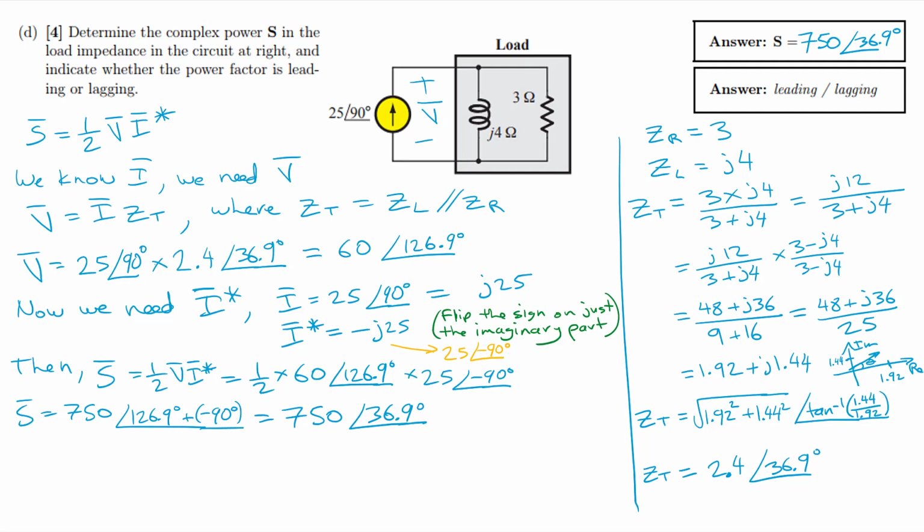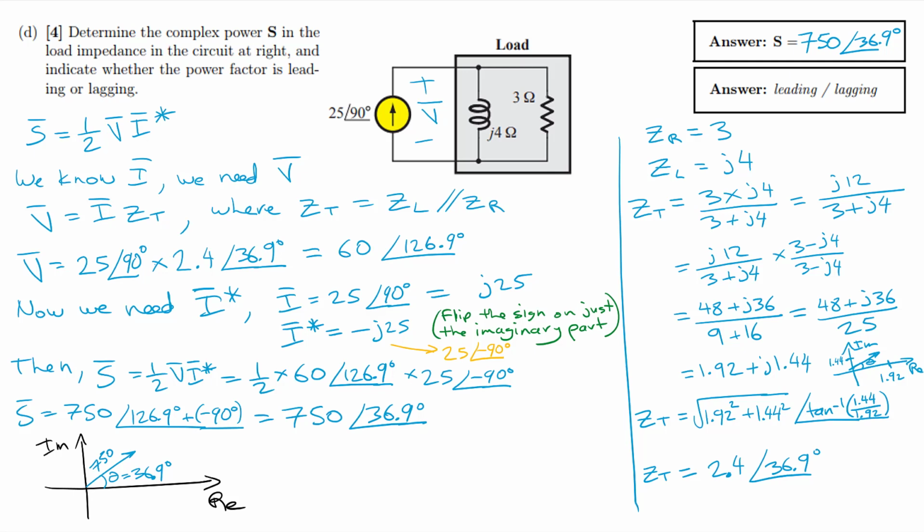And then let us figure out whether we are leading or lagging. So what does that mean? Well, let us draw the complex power phasor. There's a real axis and an imaginary axis. We've got a positive 36.9 degrees. So this is theta, the power angle, and this theta is 36.9 degrees. And we have a magnitude of 750.